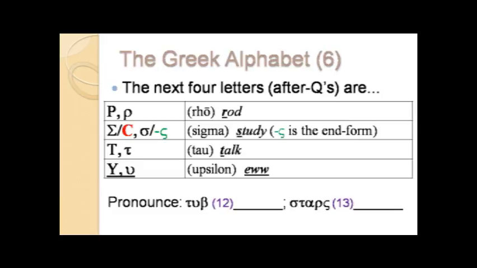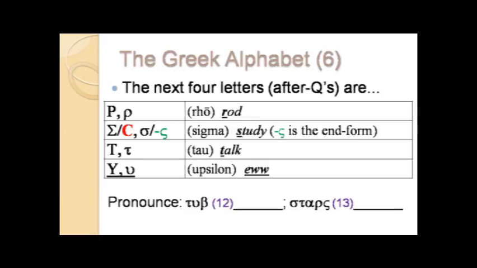The second one corresponds to S. It looks just kind of strange no matter how you look at it, but it corresponds to S. And then the one that corresponds to T actually does look like a T, which is kind of nice. And then the last one corresponds to U, although it doesn't actually sound like a U. It's kind of an interesting sound. Alright, so the first of these letters that would come after Q in the English alphabet is called Ro. And it sounds like the R in rod. Ro, rod.